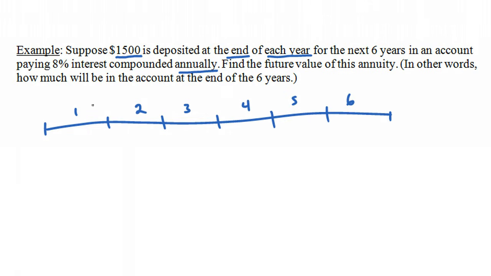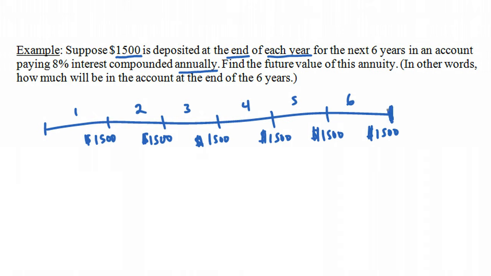Notice, when will your first payment be? It's not right here. If the first payment were right at the beginning, that would be an annuity due. But you're putting in $1,500 at the end of the first year, and you're doing that a total of 6 times, at the end of each year, for 6 years. The question is, how much money do you have right here at the very end?